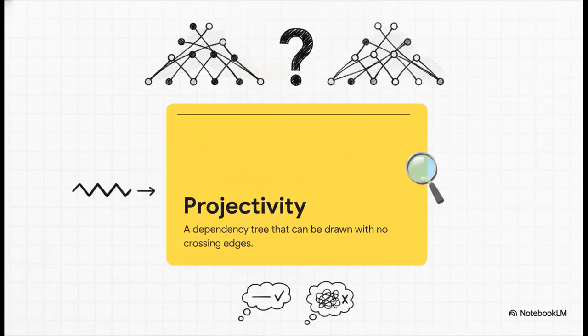And this brings us to a really neat concept called projectivity. When we're drawing out these trees, an arc from a head to a dependent is considered projective if there's a clear path to every word that lies between them. In simpler terms, it just means you can draw the entire dependency tree without any of the lines crossing each other. English is mostly projective, which is nice, but remember those flexible languages we talked about? Yeah, they frequently spit out non-projective trees where edges absolutely have to cross to make any grammatical sense. And as we'll see in a minute, dealing with those crossing edges is a massive computational headache.